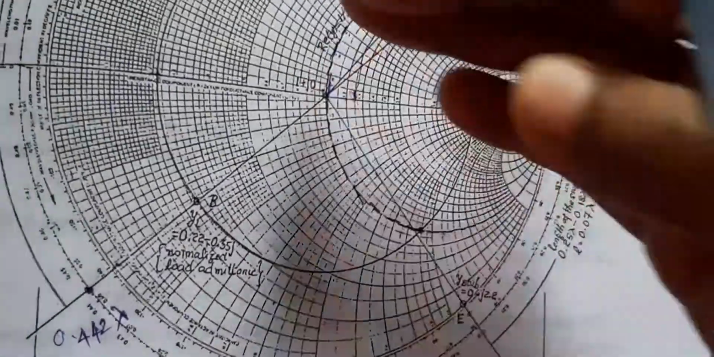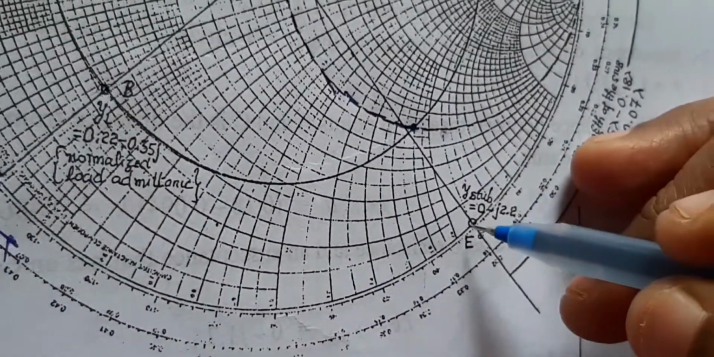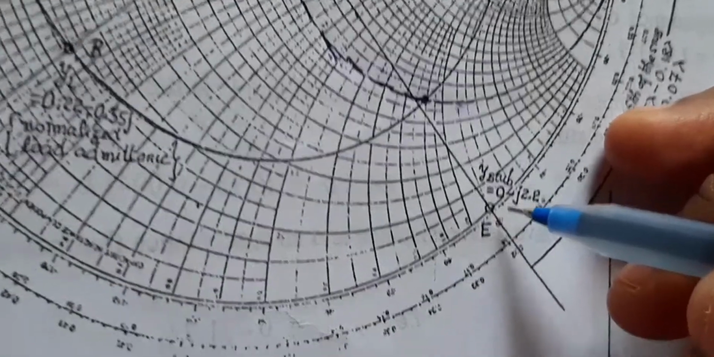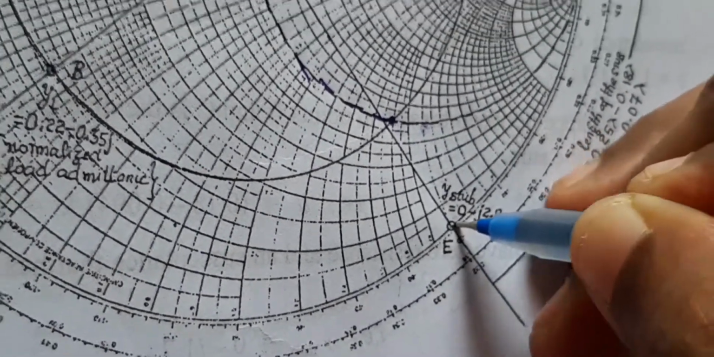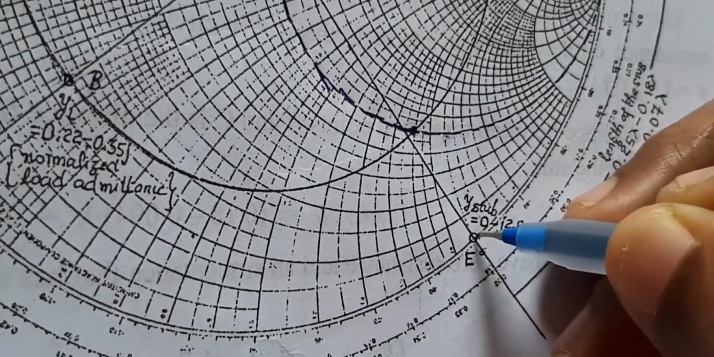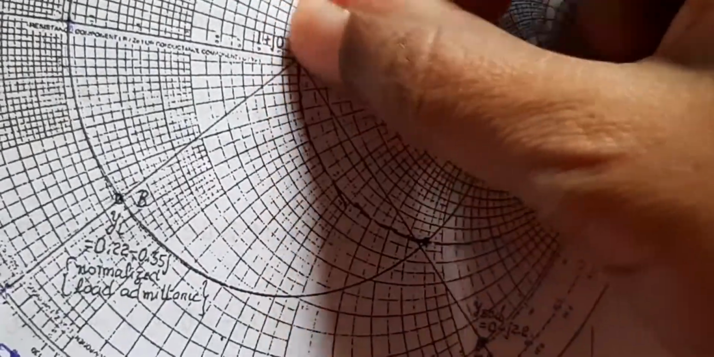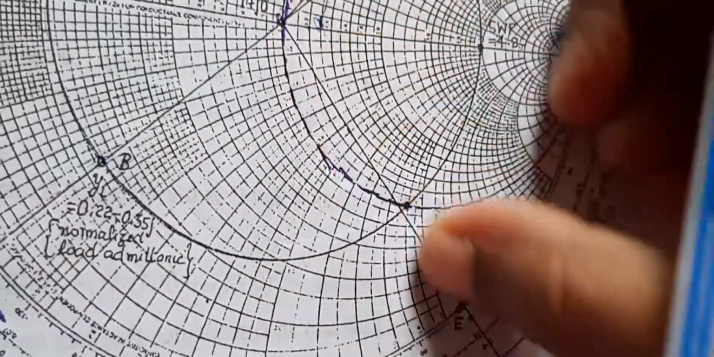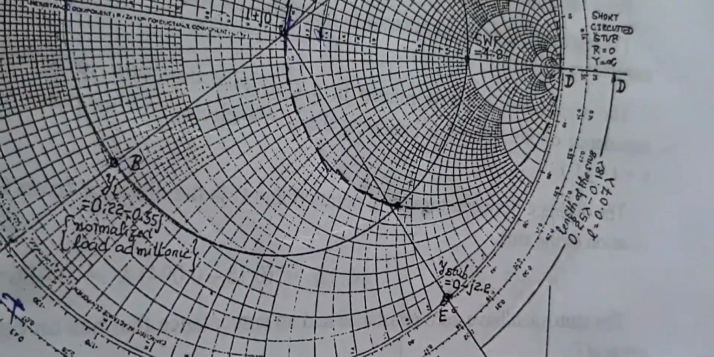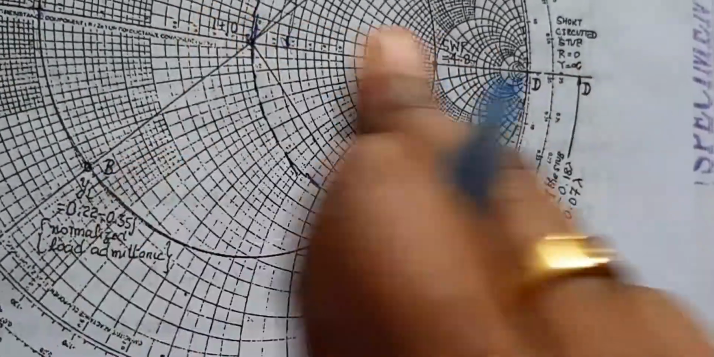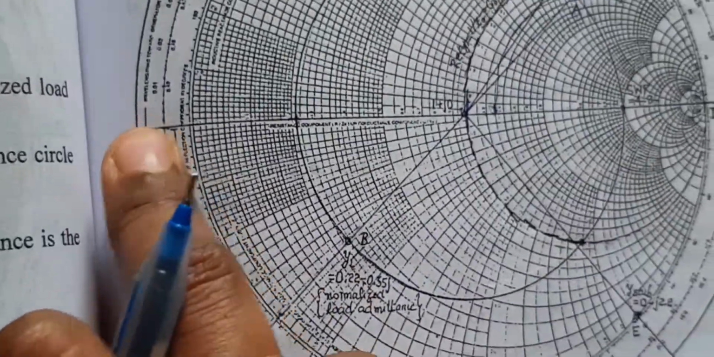So if you take minus 2.2, what is the value? It is 2.2, it is minus 2.2. Mark this point and join this value from the center. From the center you join this value and extend this point. Now you want to find the length of the stub from the short circuited stub line. So this is the short circuited stub, and that is the open circuited stub.